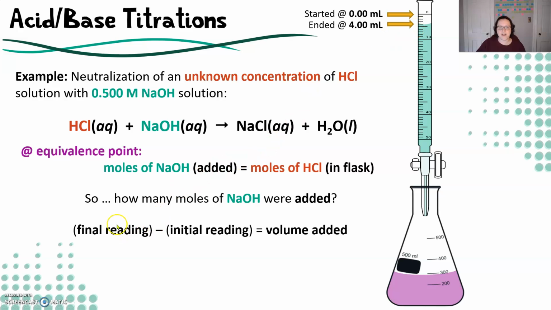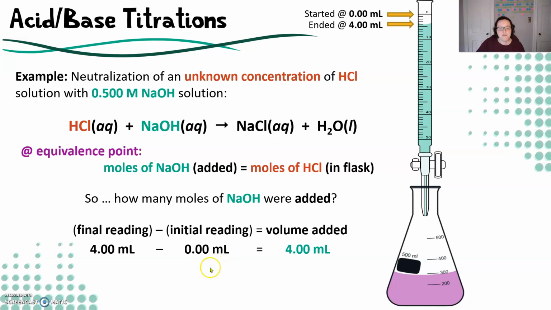So we take the final reading of 4.00 milliliters, subtract the initial reading of 0.00 milliliters to solve for the volume added as 4.00 milliliters. Note that the markings on a burette are such that the final reading will equal the volume added if the titrant solution starts at the 0.00 milliliter marking at the top of the burette.